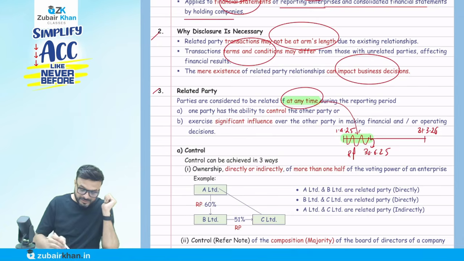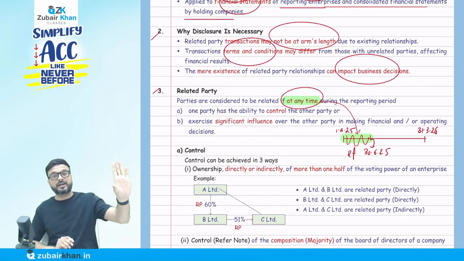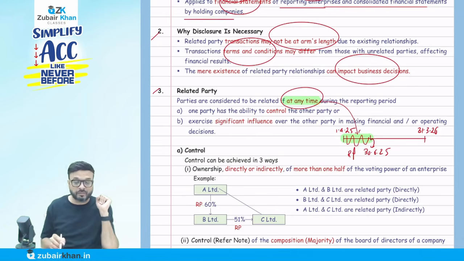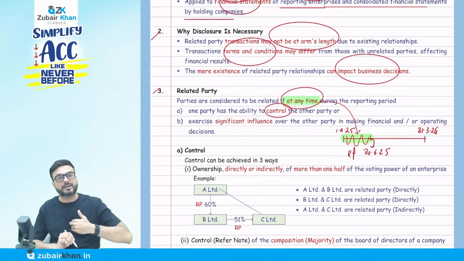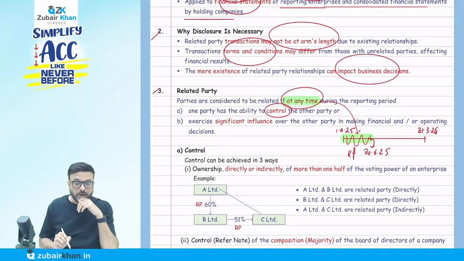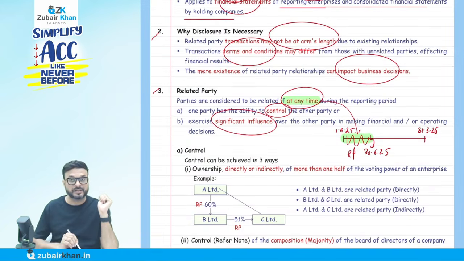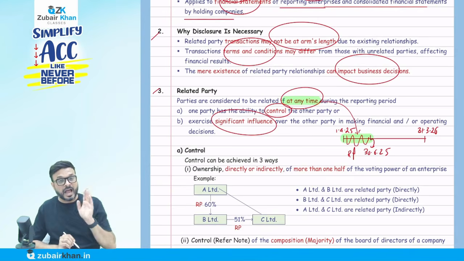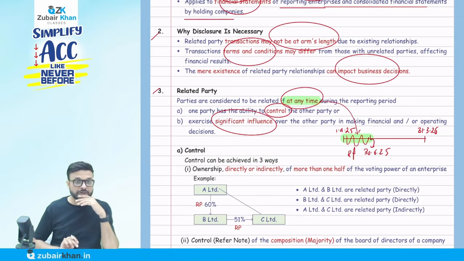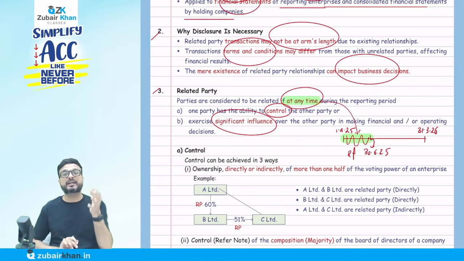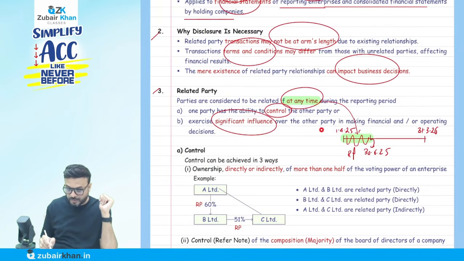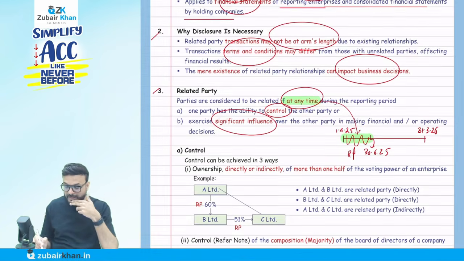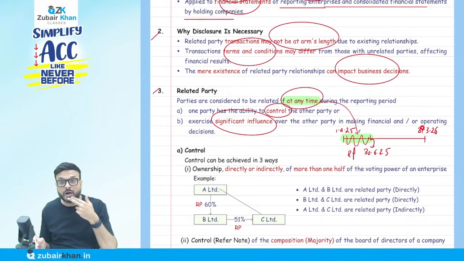Now it says that we call them related parties when one party has the ability to control the other party, or exercise a significant influence. So one party says, I have the ability to control the other party and or have a significant influence. Now the question arises: I have the ability to control the other party or exercise a significant influence over the other party in making financial or operating decisions.